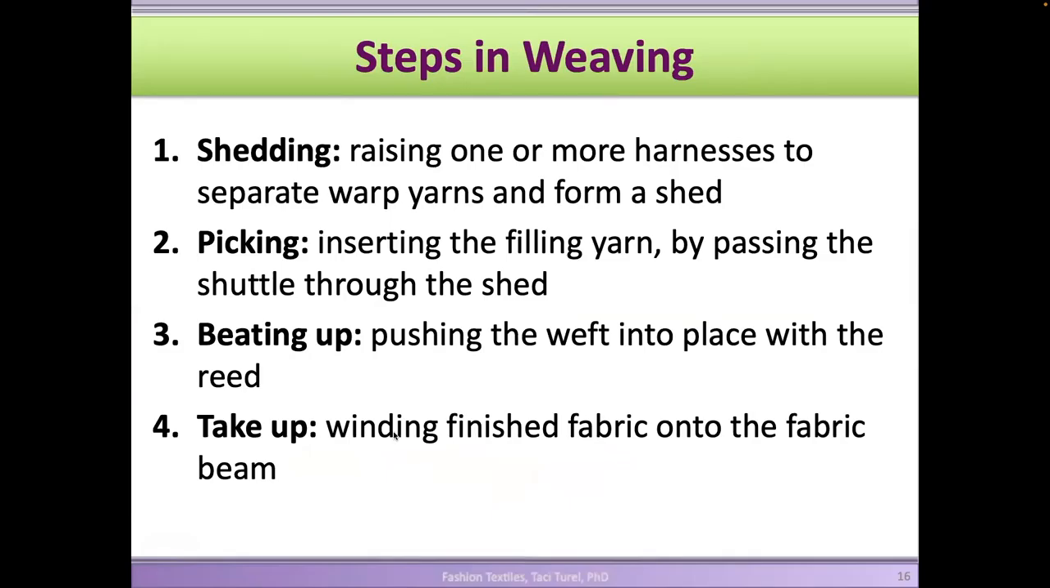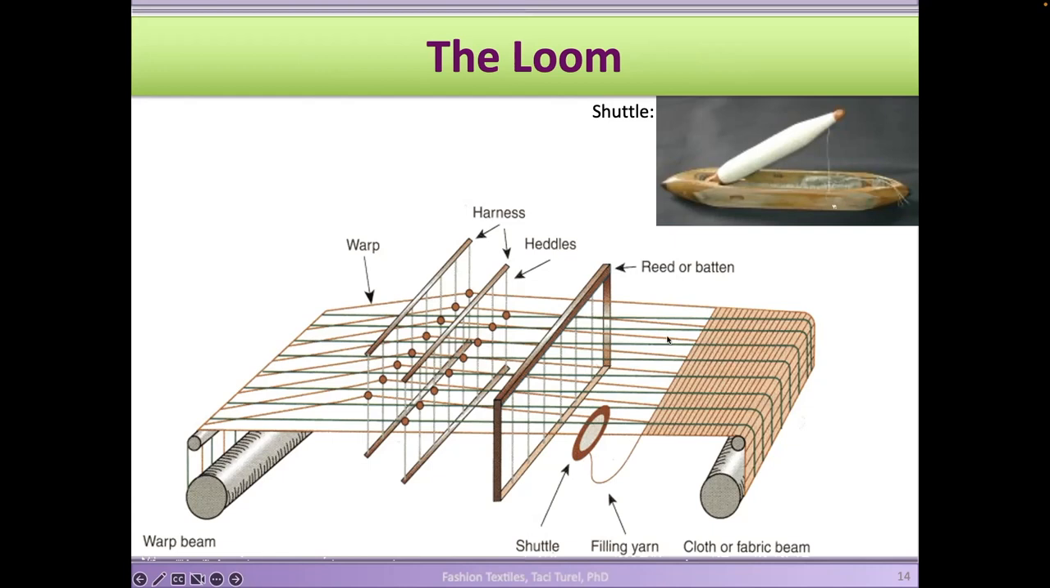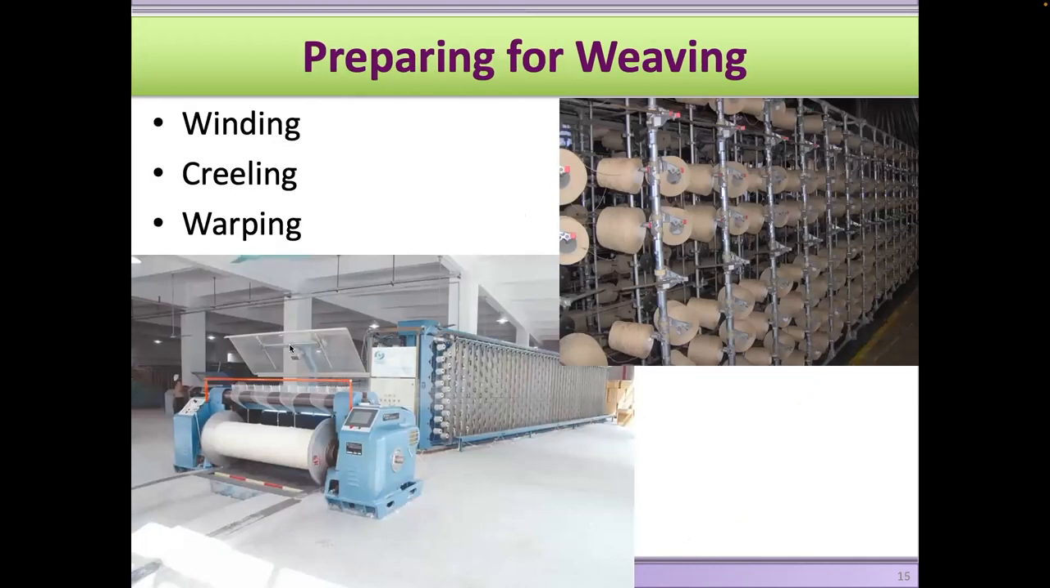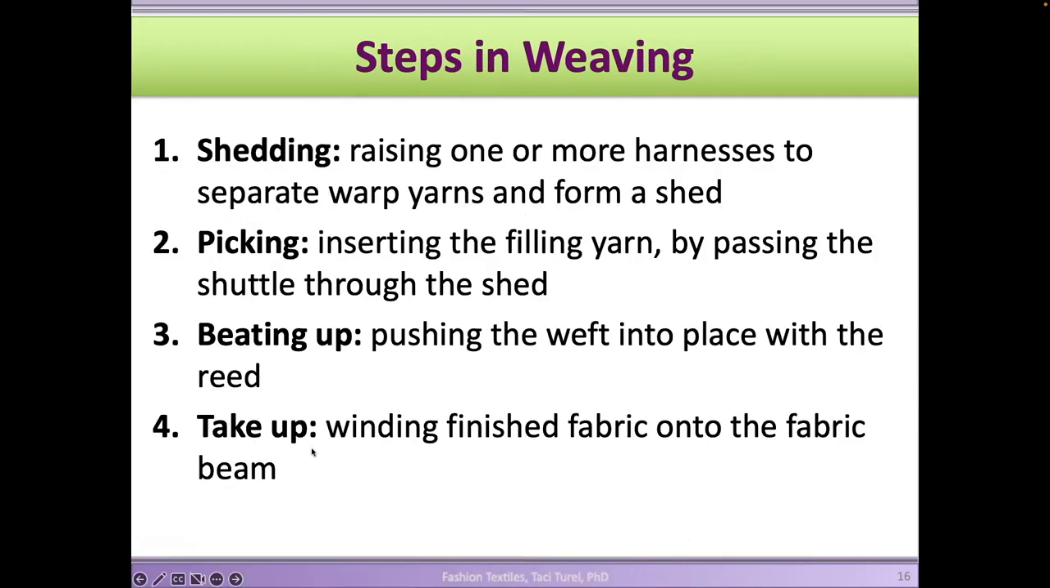So shedding is opening up that shed, that opening for your shuttle to go through. The second step is the filling insertion. So you're inserting the filling yarn, or the weft yarn, into the shed. We call that picking. The third step is beating up. So this is pushing the weft into place with the reed. After beating up, the fourth step is take up. This is when you are starting to wind your finished fabric onto the fabric beam just slightly.